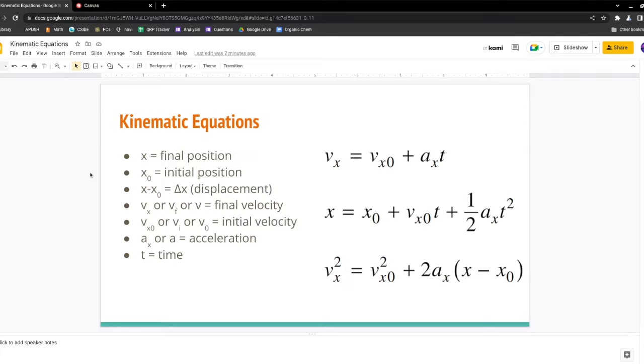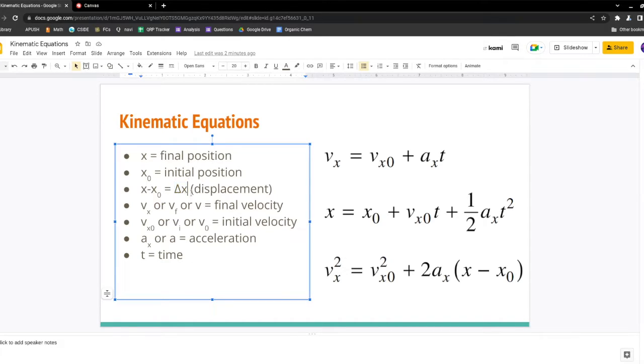You don't really need to break it down this way because questions are usually just going to give you displacement. And displacement is just final position minus initial position. So in these cases, you can just replace x minus x naught with change of x, which is going to simplify the equation down and it won't look as nasty.